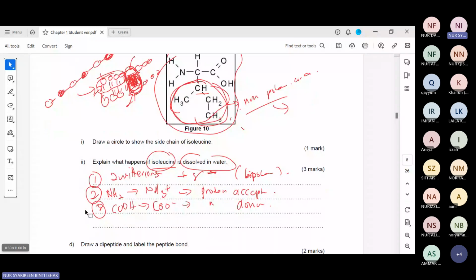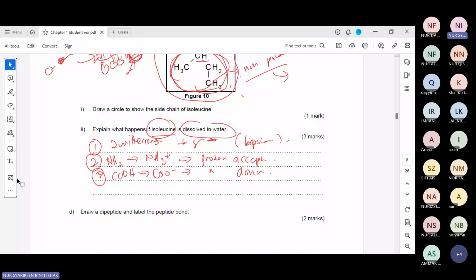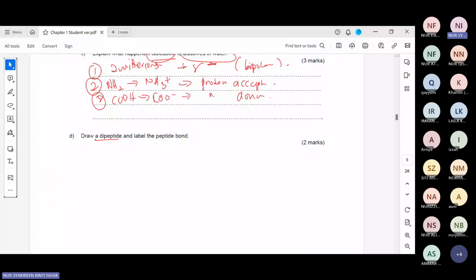Okay, so draw a dipeptide, and label the peptide bond. For this type of question, it does not give you any diagram to help you draw a dipeptide. So that's why I said earlier, you have to remember and memorize the basic structure of an amino acid. Then only you can answer this type of question. A dipeptide basically consists of two amino acids bonded together by a peptide bond. This question is 2 marks.